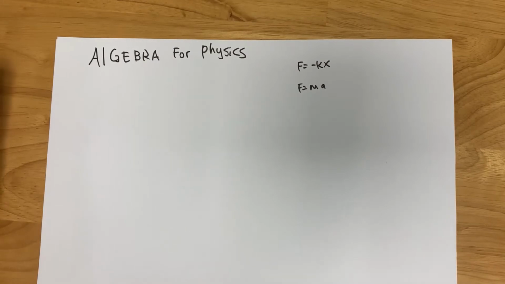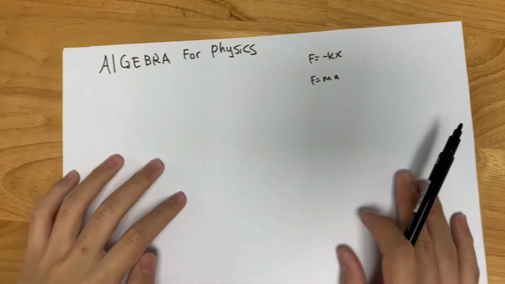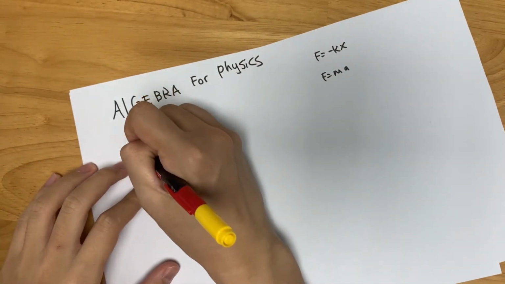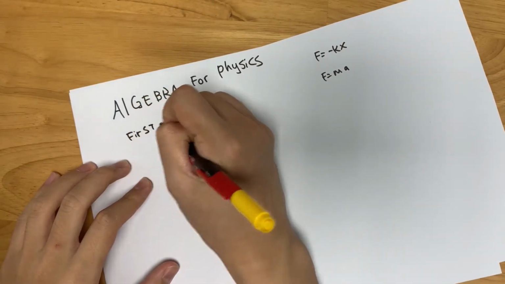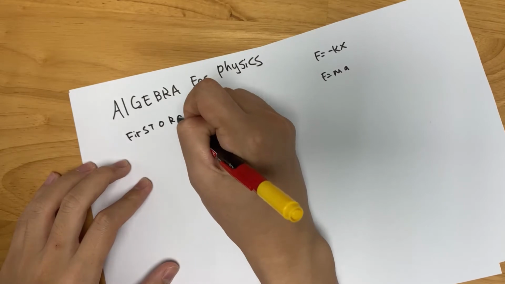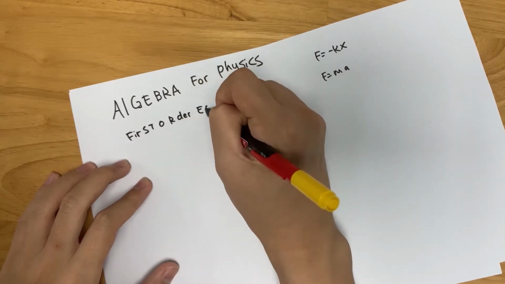So should I skip algebra? For this course, no. Algebra is very important. It's all about equations, especially first order and second order equations. And I'm gonna first deal with first order equation.